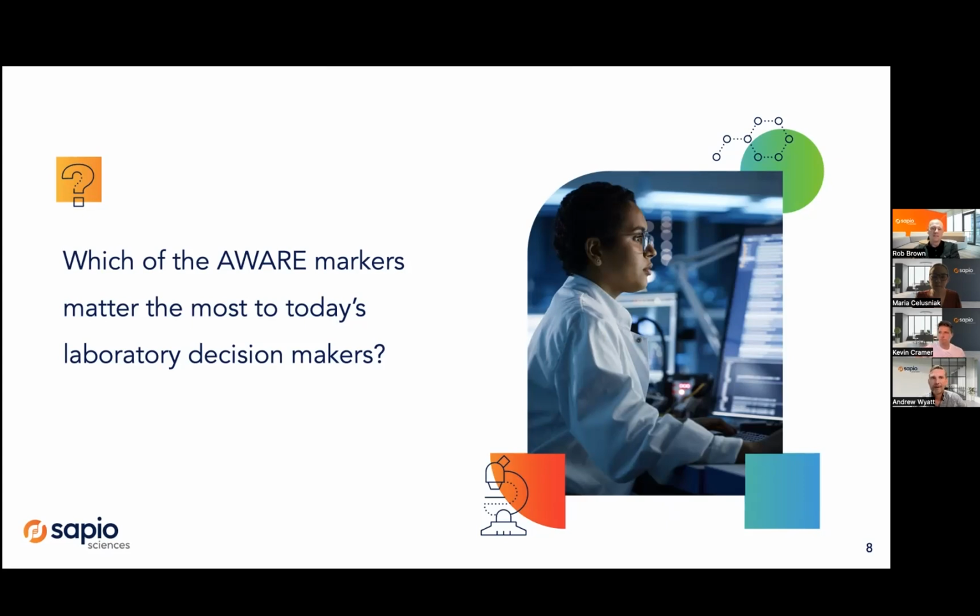Yeah, for me, it's experience. It comes down to experience. We have a whole generation who've been brought up on the web. They're used to great web experiences. Why is it that when they go into a lab, they suddenly have a compromised experience there?